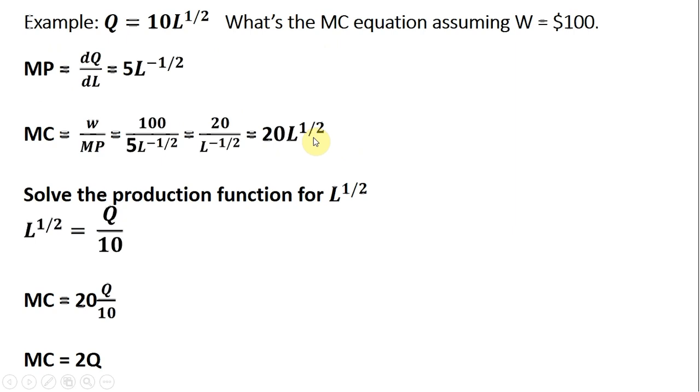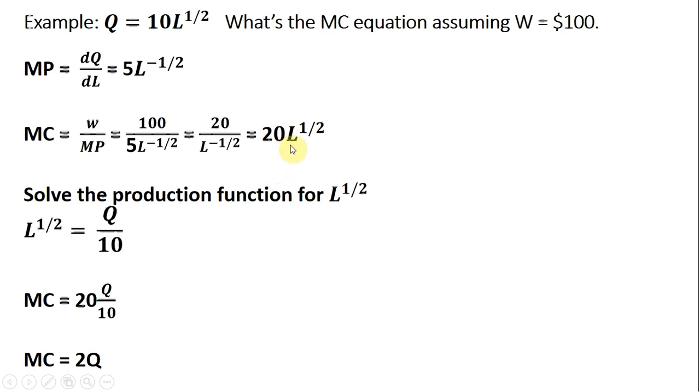Usually we want marginal cost as a function of output, not as a function of labor, so we need to do a substitution. And we're going to do that by the following. We're going to solve the production function for L to the 1/2. So up here I'm just solving this production function for L to the 1/2 by dividing through by 10. So L to the 1/2 equals Q divided by 10. And we can take this and substitute it back into our marginal cost equation.